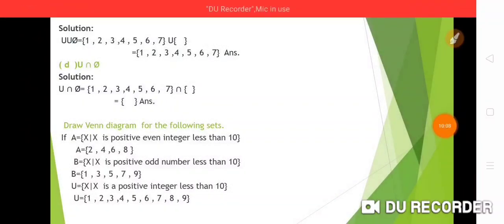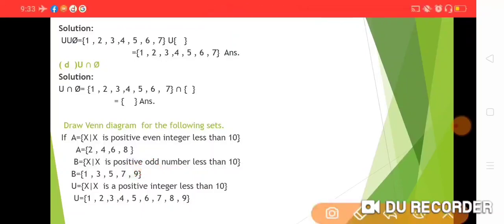So here we have a question: A is equal to x such that x is a positive integer less than 10. So we write down the positive integers less than 10, that is 2, 4, 6 and 8. Next is the positive odd numbers less than 10. So we write down the positive odd numbers less than 10.